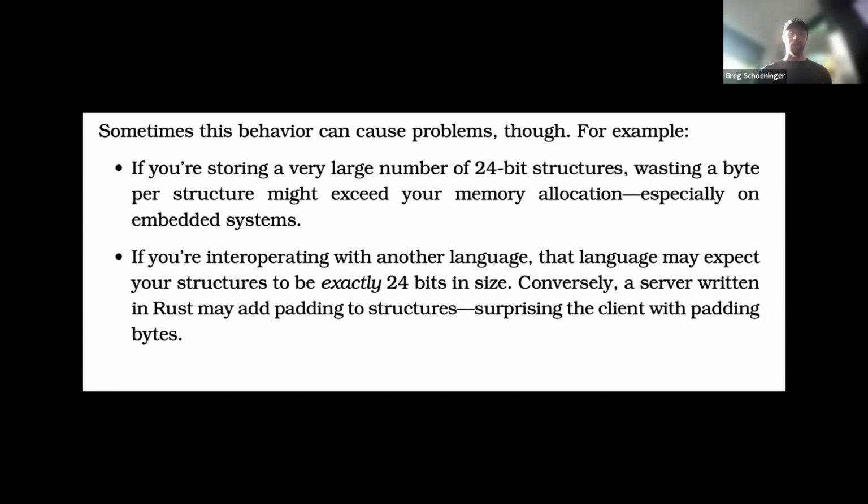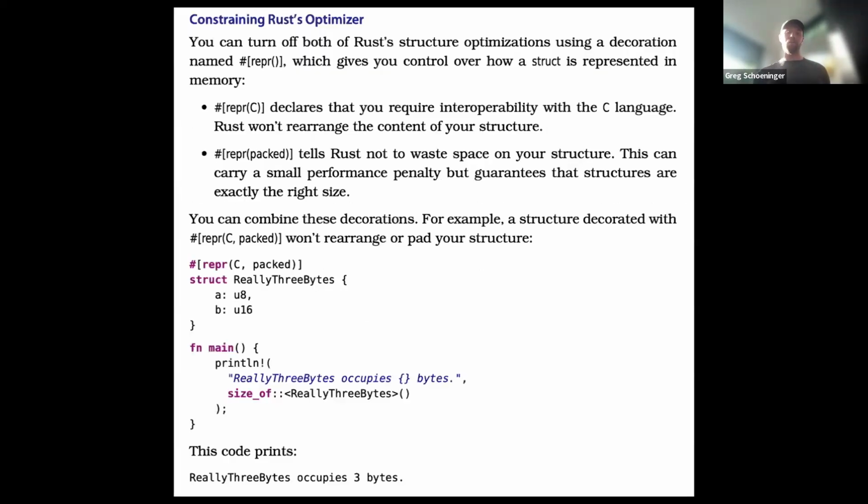So anyways, this will bite you if you have a foreign function interface and you're trying to integrate C and Rust. So to your point, there are some macros that you can put in here, repr C and packed, if you really wanted it to be 3 bytes for your use case.